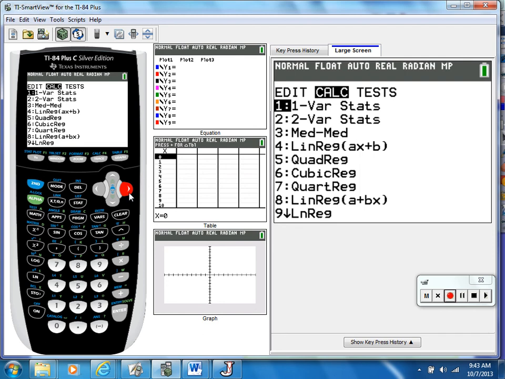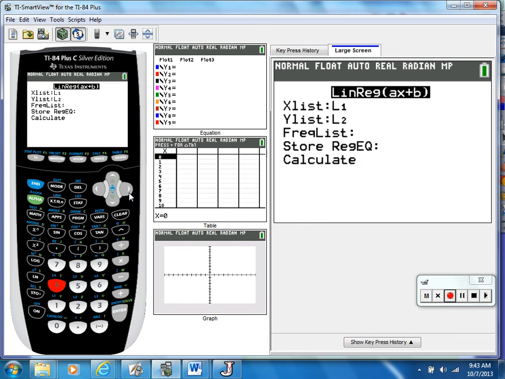Yep. So notice I've got 2 of them, number 4 and number 8. Well, we're used to mx plus b, so we're actually going to use number 4 since it has the x first. So go down to ln reg ax plus b. I'll give you a second to write down anything you need to at this point. So I went to number 4, ln reg ax plus b.